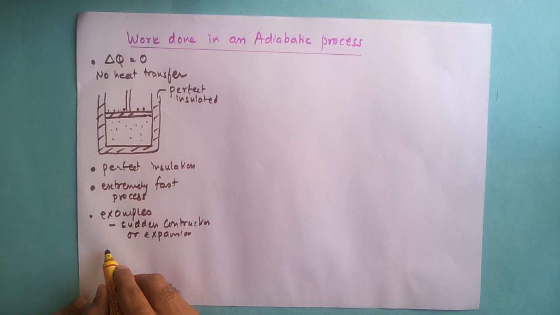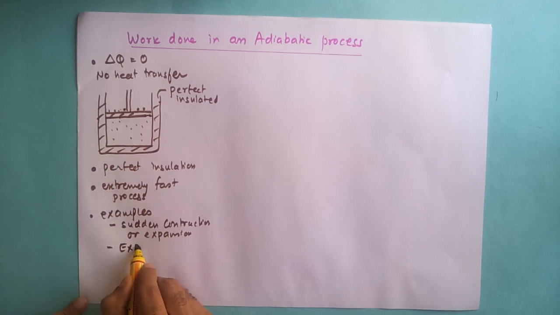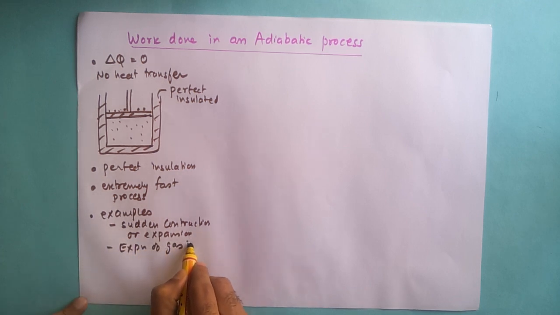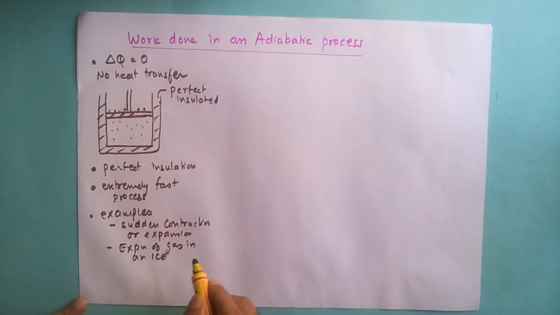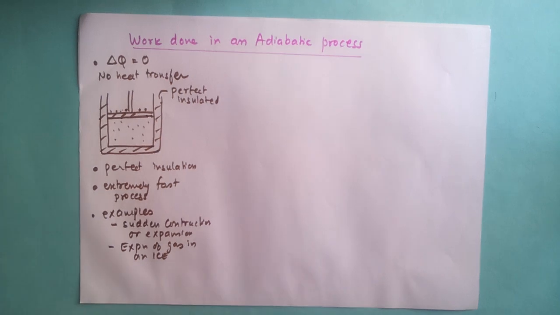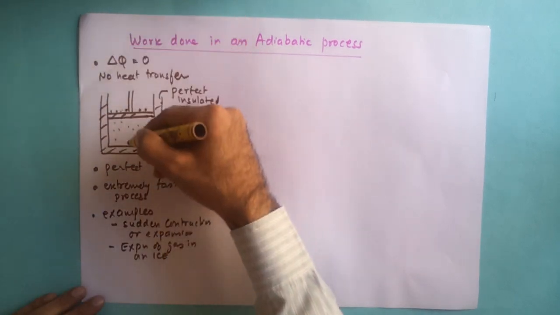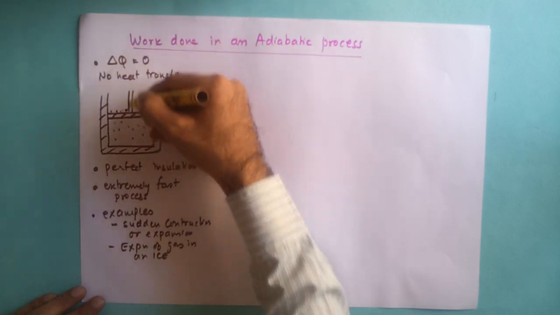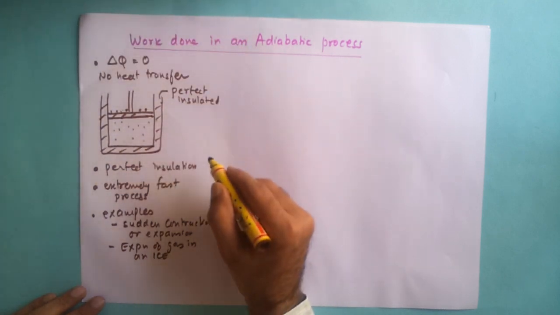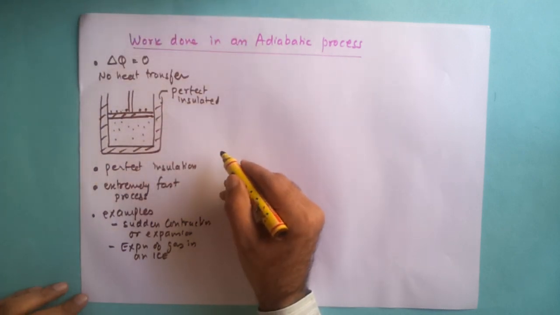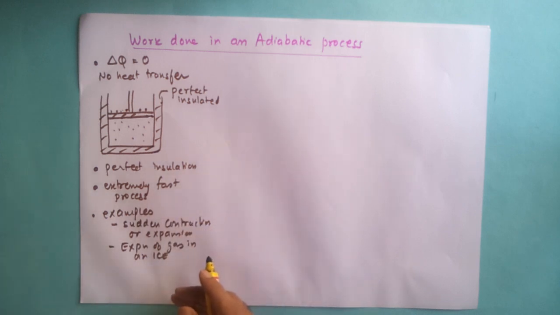Secondly, expansion of gas in an IC, that is internal combustion engine. We looked at this example when we discussed adiabatic process. So gas suddenly expands when the piston goes up, when the piston is moving back and forth in an internal combustion engine. The process happens very fast so that heat does not get an opportunity to travel outside. Expansion of steam in the cylinder of a steam engine is also an example of adiabatic process. So these are some examples of adiabatic processes.